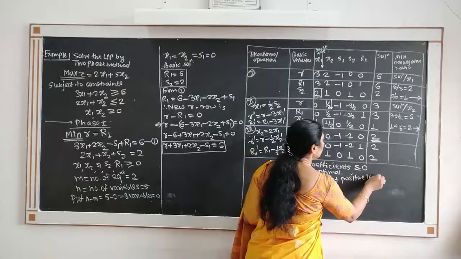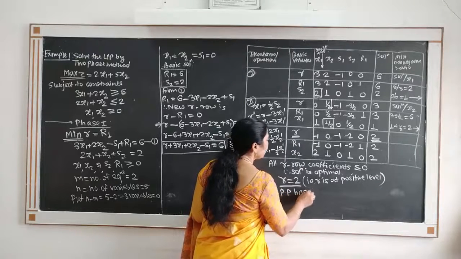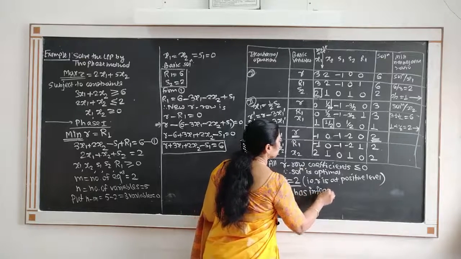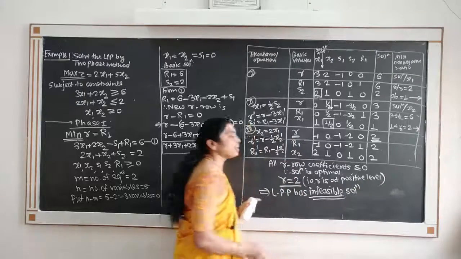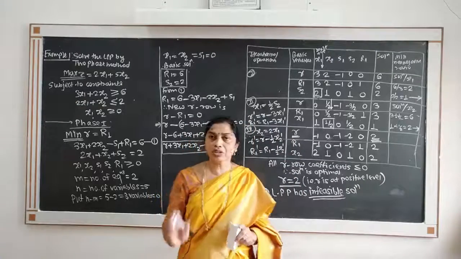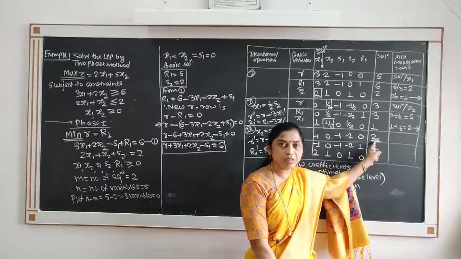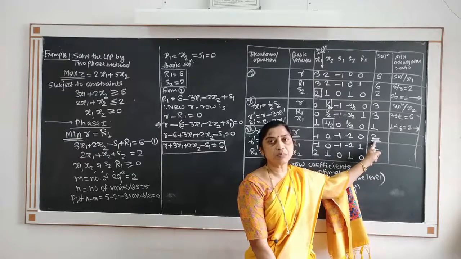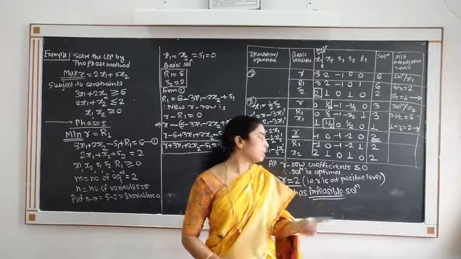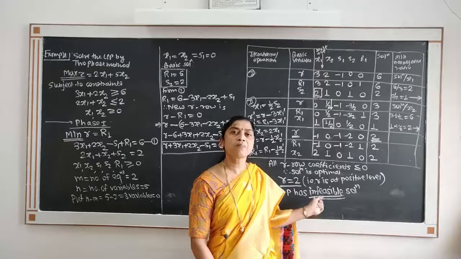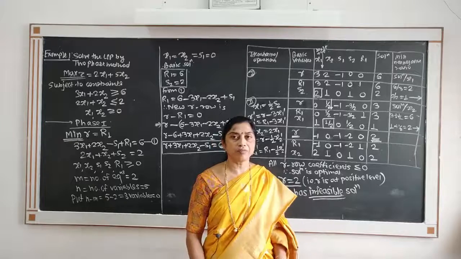This implies that we know that if R is at positive level, this LPP has an infeasible solution. If you see this graphically also, you will get that there is no feasible region for this LPP. So because the value of R comes at a positive value, this LPP has an infeasible solution. So we have solved this LPP by the two-phase method, and in phase 1 itself we get the idea that it has an infeasible solution because R comes at positive level.